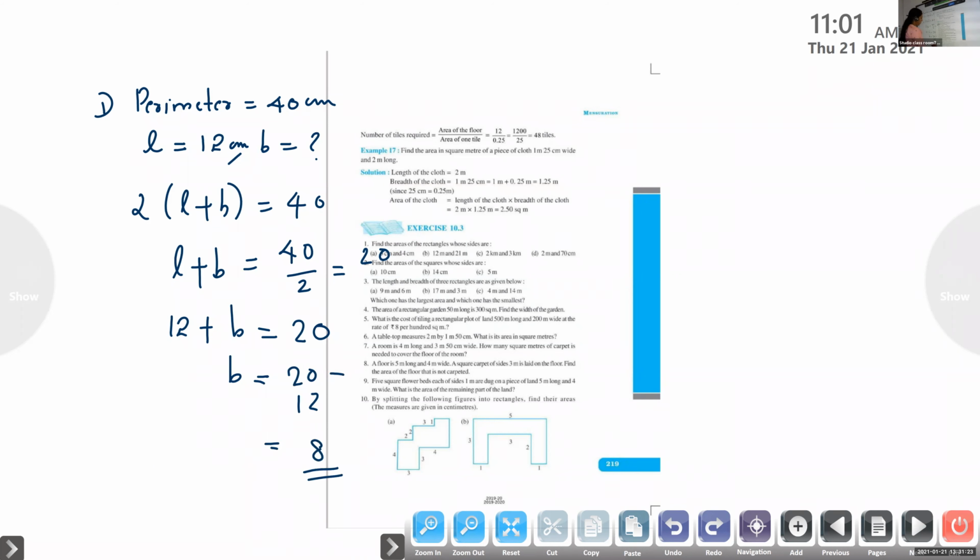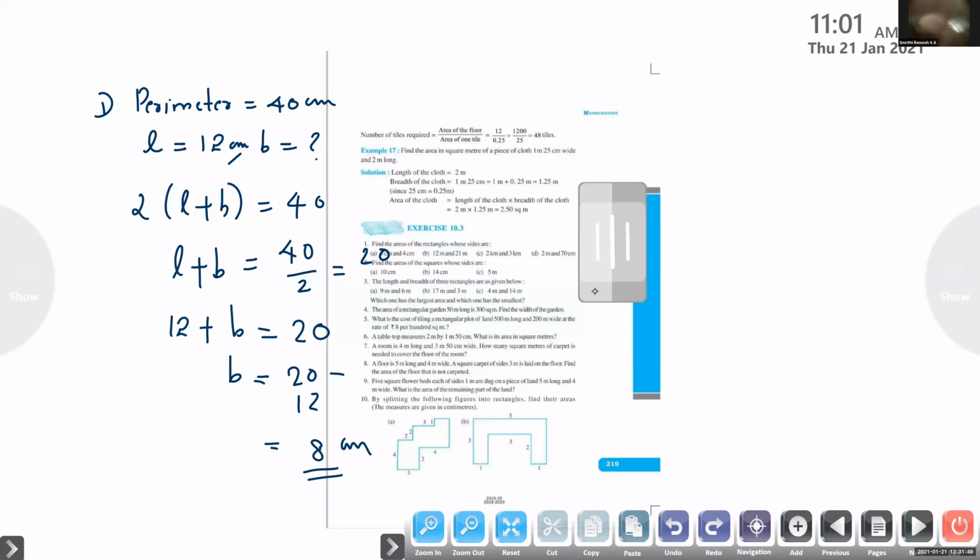Clear, children? So yes, this concept you have to understand. When you add length and breadth, that is perimeter's half. Add length and breadth and multiply by 2, only then you will get a perimeter. When you add length and breadth, the sum is perimeter's half. Clear? Okay.